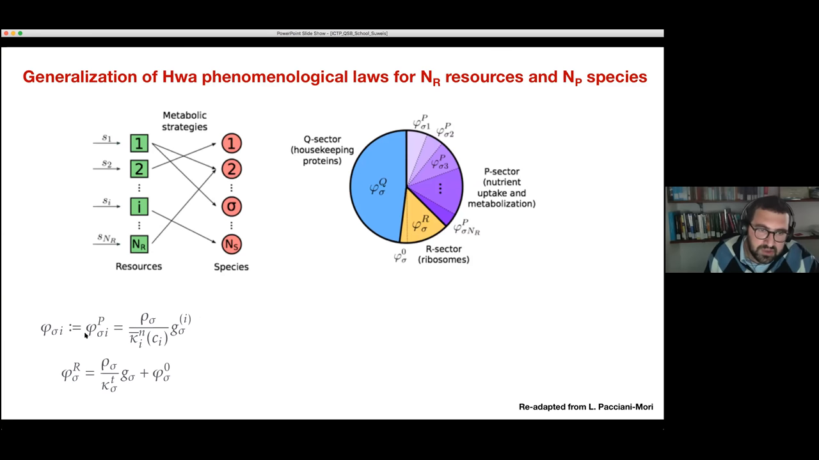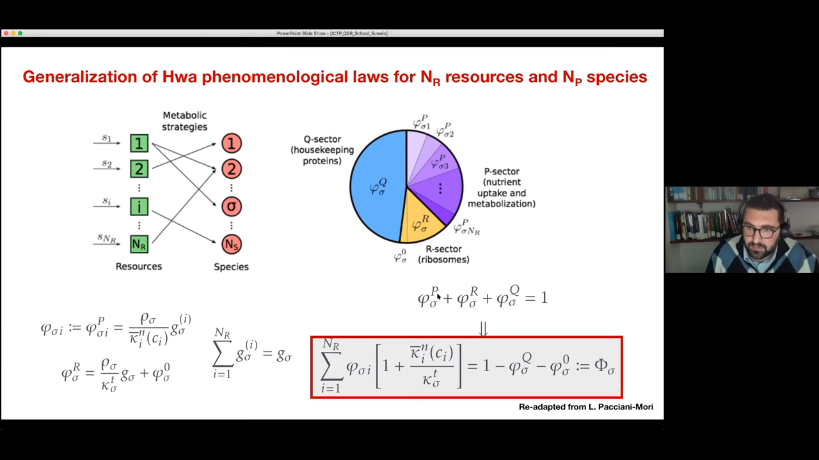So because we are focused on the proteome dedicated to the P sector, we will, for simplicity, just denote this by phi. So when there is no superscript, this is of the P sector, okay? An important assumption that we are making is that the sum of the different contributions of the growth rate for the different resources gives the total growth rate, okay? So the total growth rate is simply the sum of the growth rate contribution for each single resource. And if you put this condition in the normalization constraint, you obtain this condition for the proteome allocation for species sigma to all the resources i, okay, here.